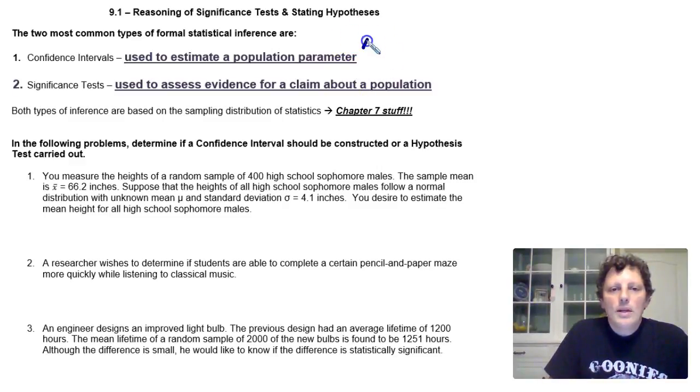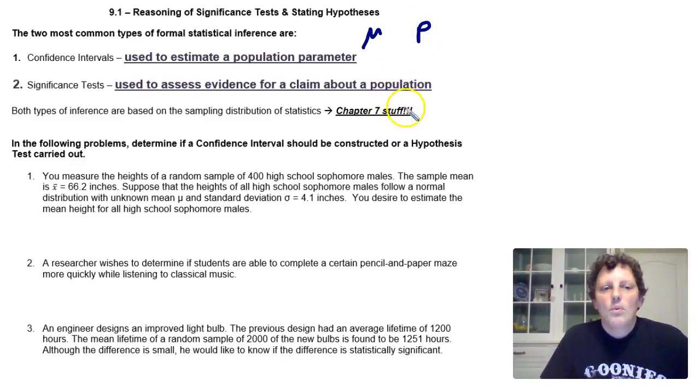So we don't know what mu is. We use a confidence interval to try to estimate what mu is. We don't know what the population proportion is. We try to use a confidence interval to estimate what that is. The second type of inference, and what Chapter 9 introduces, is something called a significance test, also sometimes called a hypothesis test. These are used to assess evidence for a claim about a population. And both types of inference are based on sampling distributions, which we studied in Chapter 7, so we're still going to be using that idea of a sampling distribution.